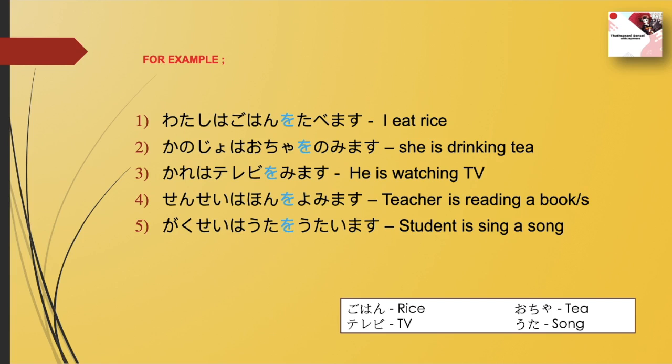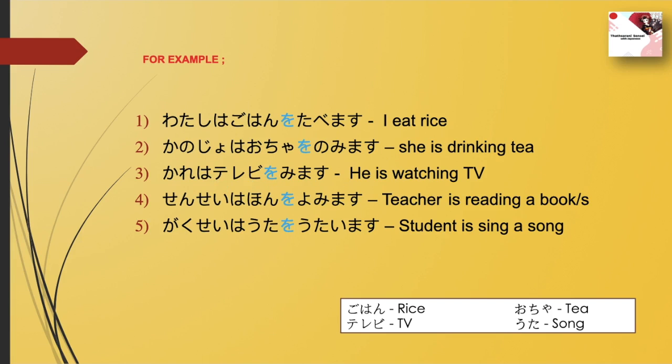Okay. The next example is he is watching TV. Now we have kare wa terebi wo mimasu. Here, ka, re, wa. To represent the subject, we have the wa here, and then te, re, bi. Here, we can see this is a katakana word, te, re, bi. Wo, mimasu. Let's say that again. Kare wa terebi wo mimasu.